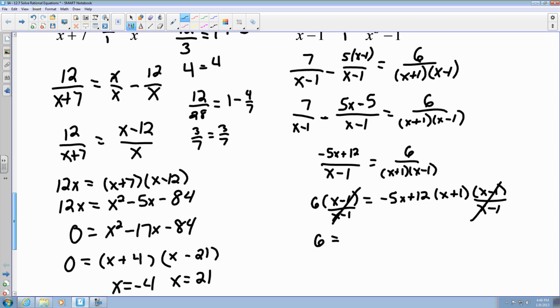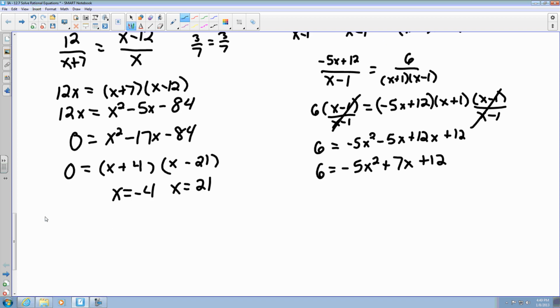and what I'm going to do is I'm going to FOIL this out here, so that leaves me with negative 5x squared minus 5x plus 12x plus 12. I can combine like terms here, which gives me 6 equals negative 5x squared plus 7x plus 12.